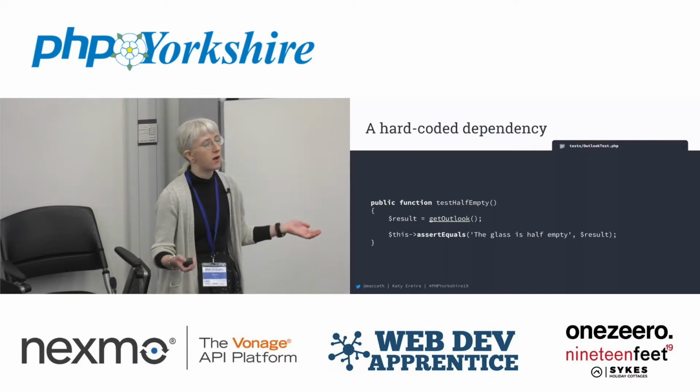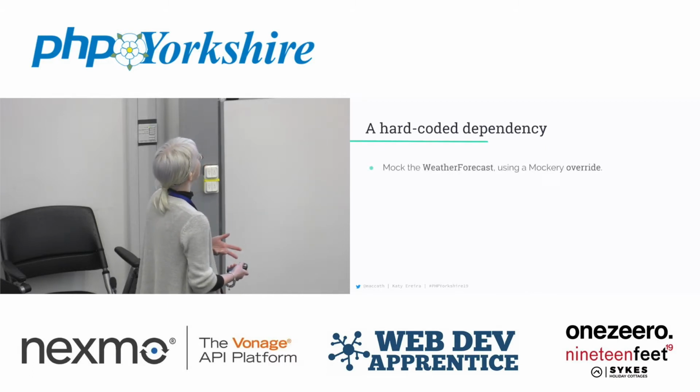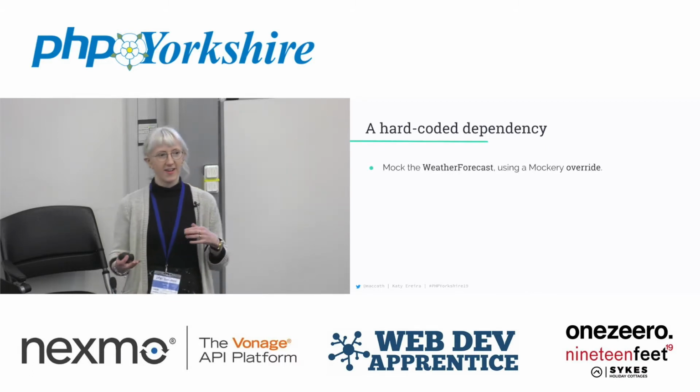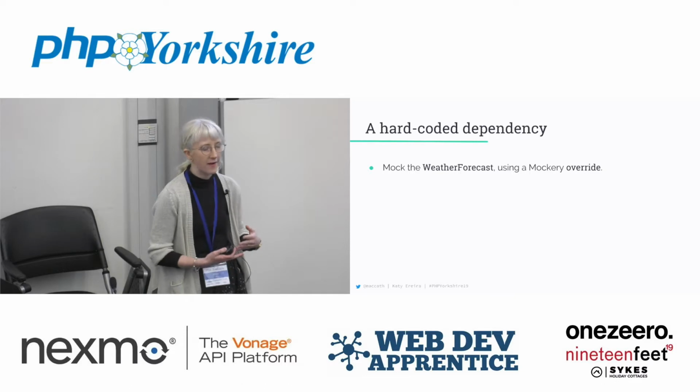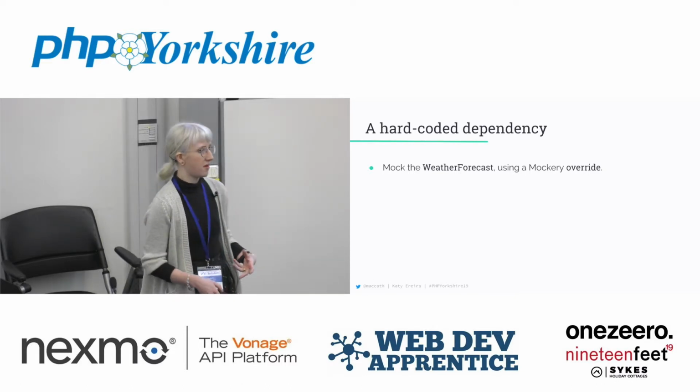One might pass, the other won't pass. Who knows? So how do we deal with this situation? We are going to, again, invoke the powers of Mockery. And instead of using an alias, we're going to use an override.